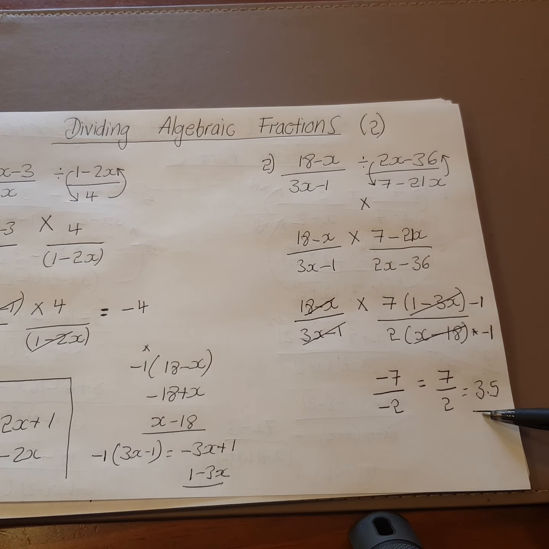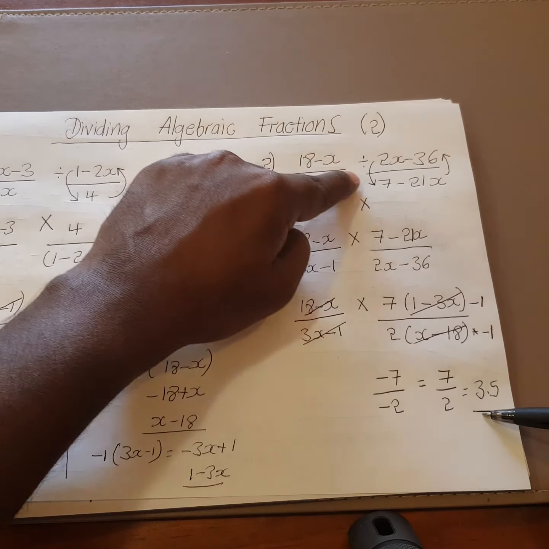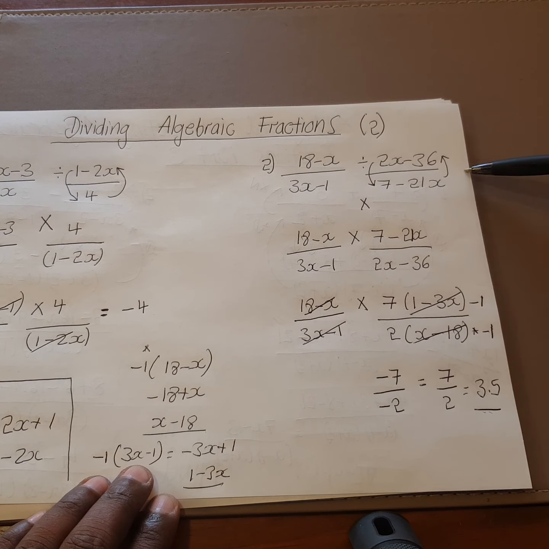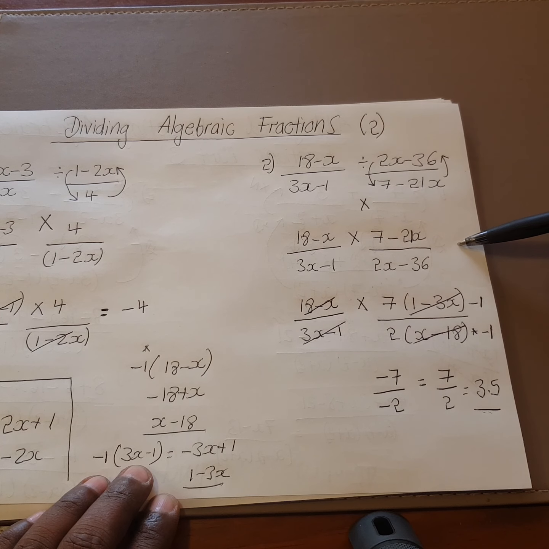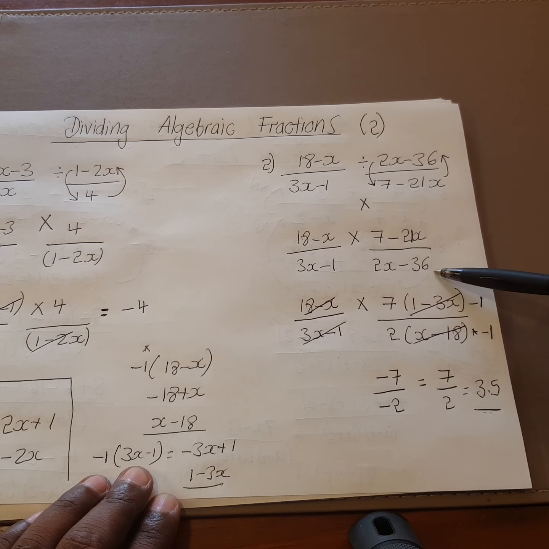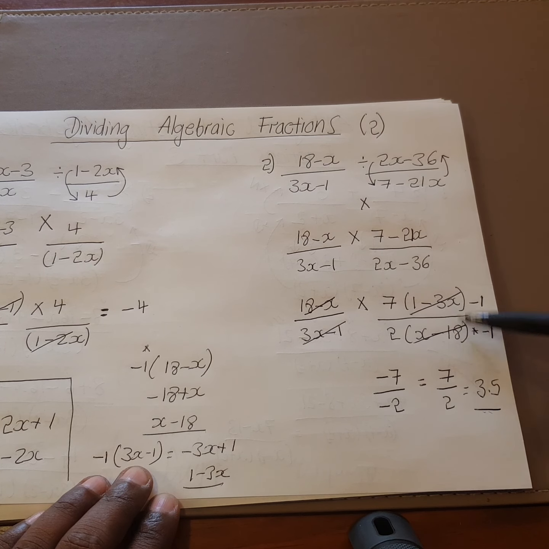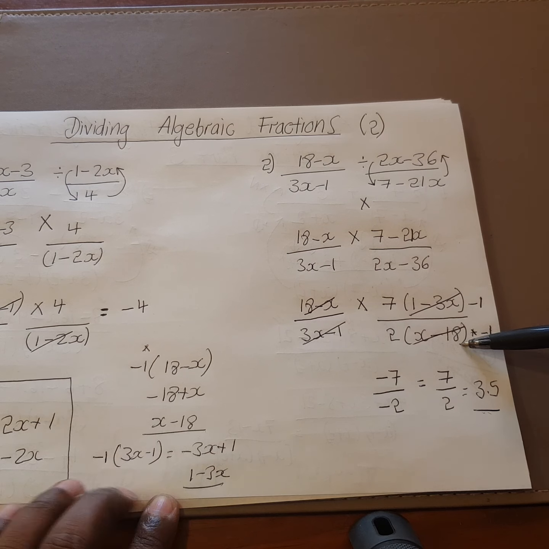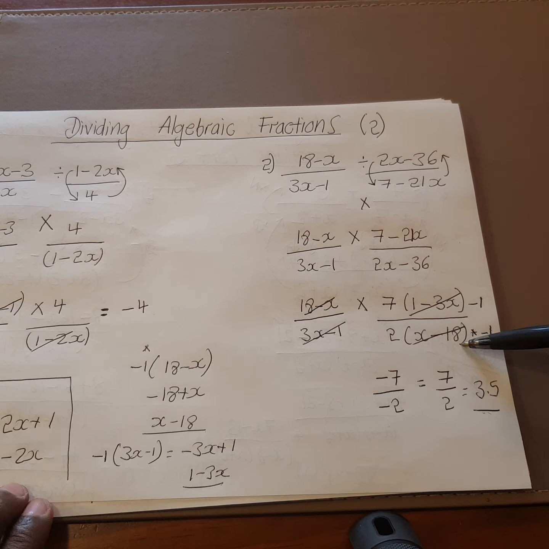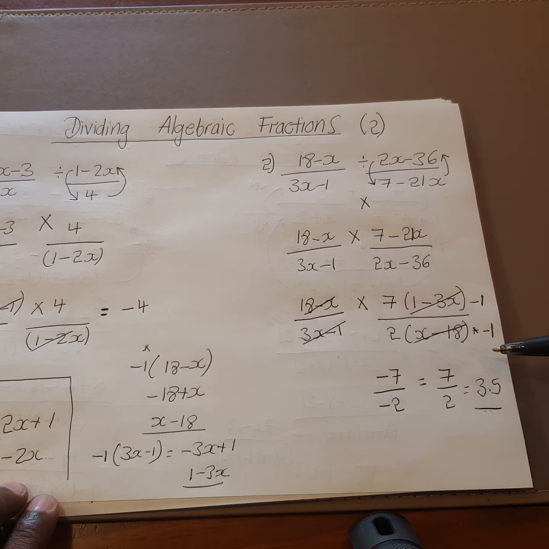How did we achieve that? Let's go through the steps. Convert the division to a multiplication. Swap the numerators and the denominators to your right. Factorize where possible. What do we factorize? 7 minus 21x and 2x minus 36. We factorize them. All right. We notice what is common between 18 minus x and x minus 18. -1. You see here that working out was right there. 3x minus 1 and 1 minus 3x.